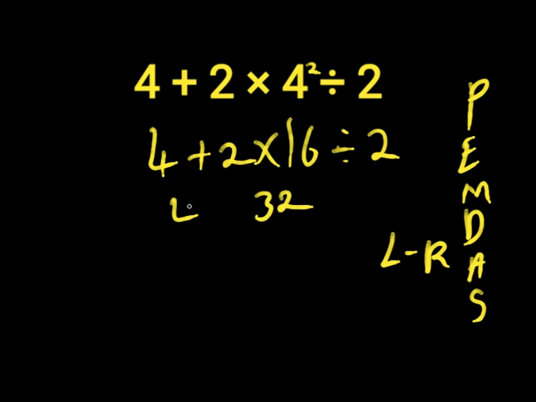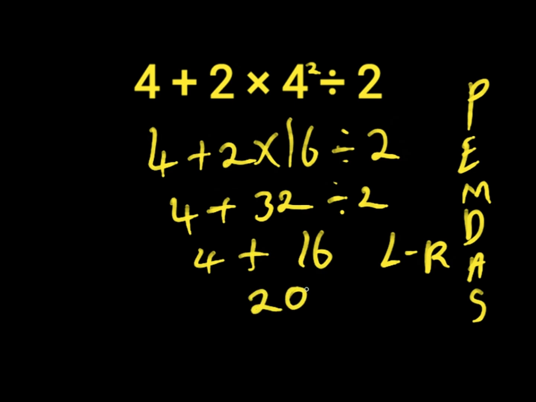Then we have 4 plus 32 divided by 2. So we solve our division next because it comes first before addition. So 32 divided by 2 will give us 16. Then we have 4 plus 16. 4 plus 16 will give us 20. So 20 is the right answer to this expression.